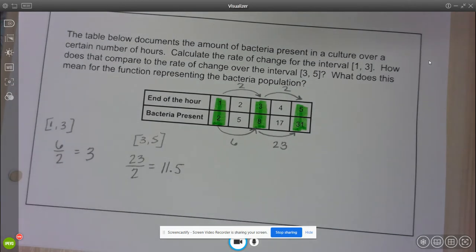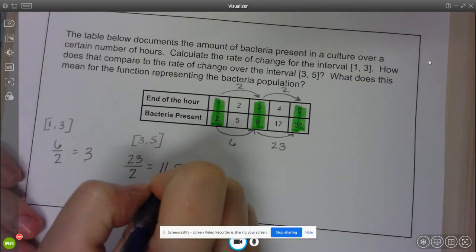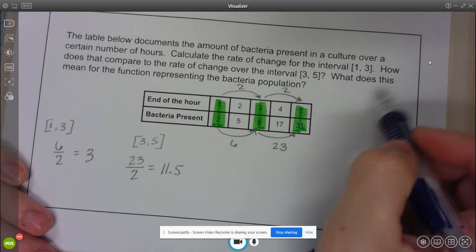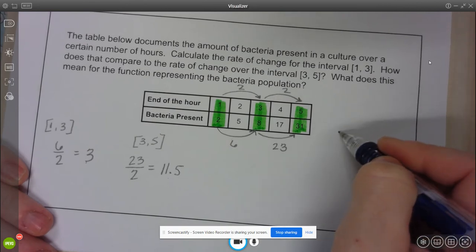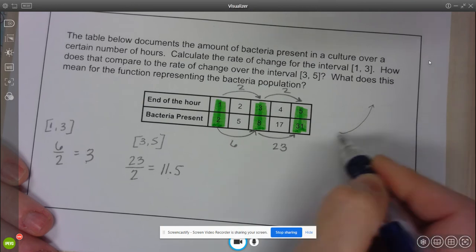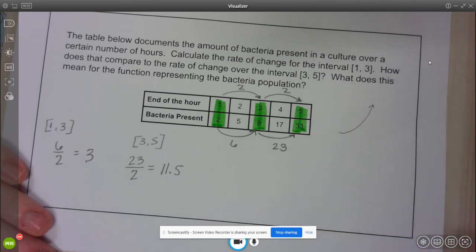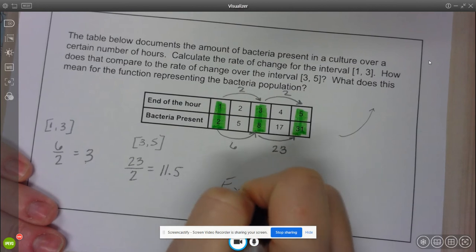So what does this mean for the function representing the bacteria population? Well, since these average rates of change are very drastically different, we would make our educated guess that our type of function is most likely going to be exponential. Because this average rate of change has greatly increased, if I graphed it, I would feel pretty confident that my graph would mimic that exponential growth. So here I would say that this would be an exponential function.